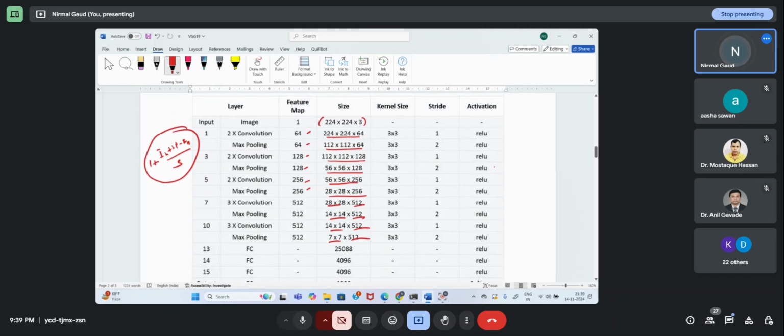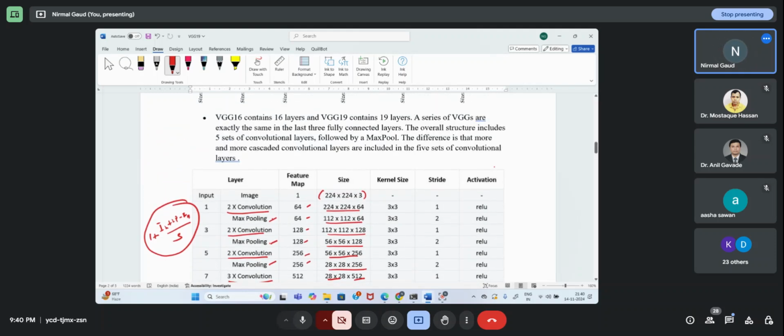Here you can see two convolutions, 2, 4, 6, 9, 12, then 1 pooling, 2 pooling, 3 pooling, 4 pooling. Okay, 1, 2, 3, 4, 5. Okay, 5 poolings are there.